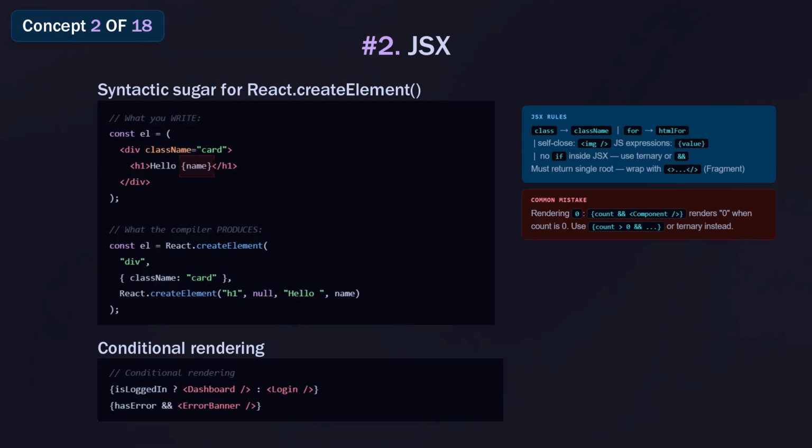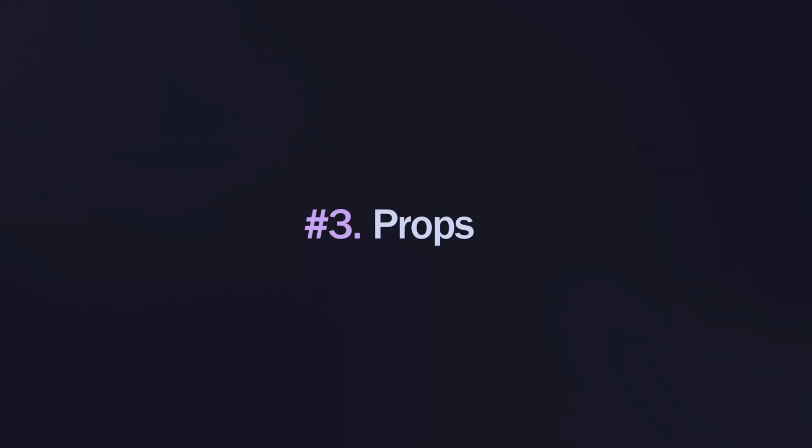And any JavaScript expression goes inside curly braces. If you need conditional rendering, you can't use an if statement directly inside JSX. You use a ternary operator or short-circuit evaluation with double ampersand. If a component returns nothing under some condition, return null explicitly. JSX is technically optional. The React createElement API works without it, but nobody writes React that way because JSX makes the structure of your UI immediately readable.